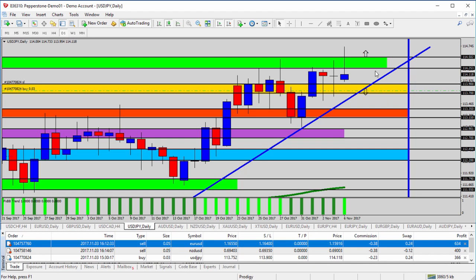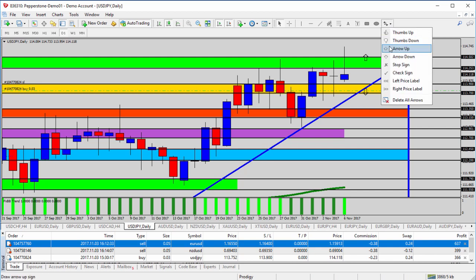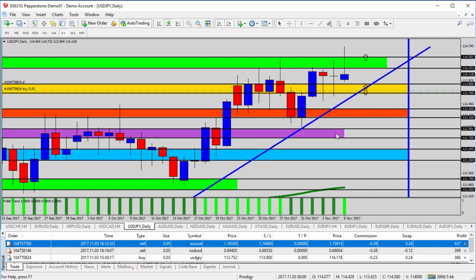Here for the US yen, it would have to get above the green zone before I'd look for it to continue the upside. For right now, 1, 2, 3, 4 days finding resistance at the green zone, 3 days finding support at the yellow zone. So I don't think you want to sell on top of the yellow zone. I don't think you want to buy under the green zone.